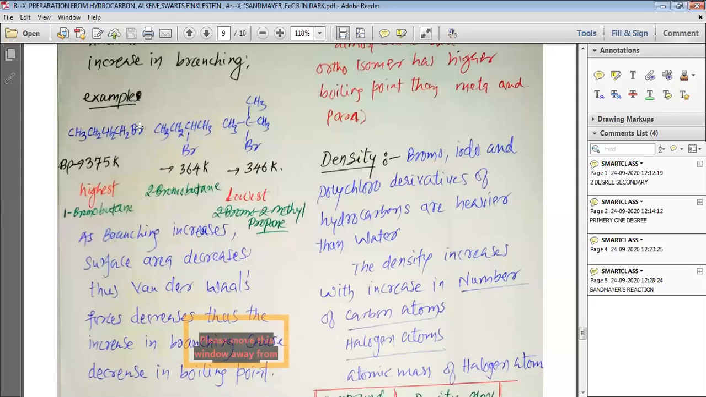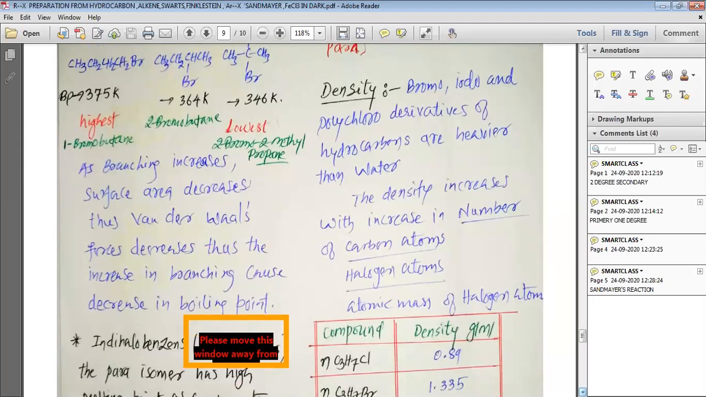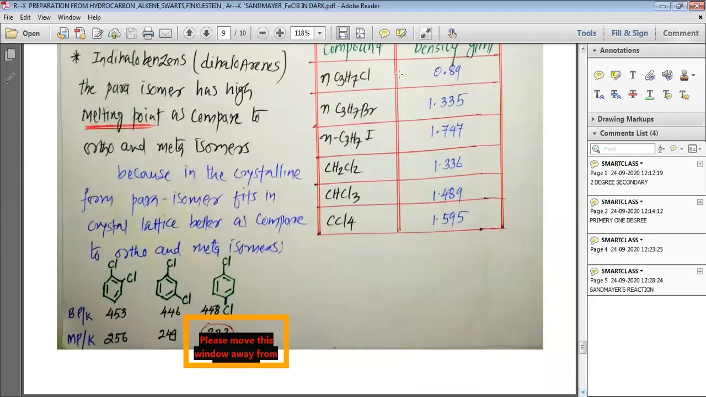So this maximum branching has the lowest boiling point, and no branching has got the highest boiling point. So as the branching increases, my dear students, the surface area decreases, and that is why the boiling point even decreases. In dihalobenzenes or dihaloarenes, para-isomer has the highest melting point.